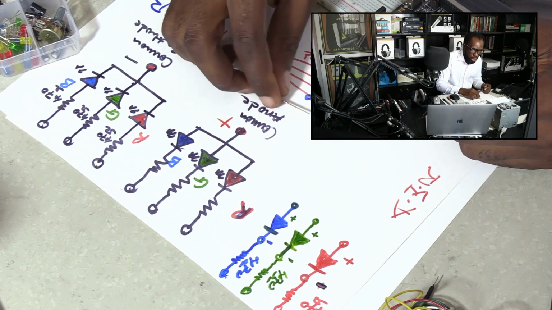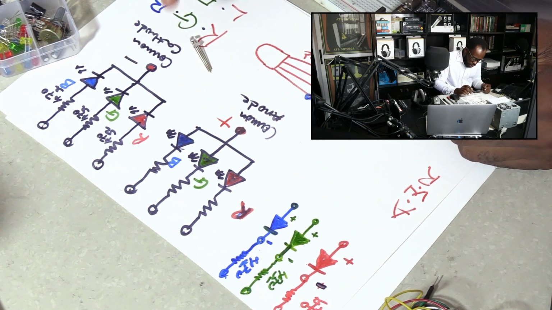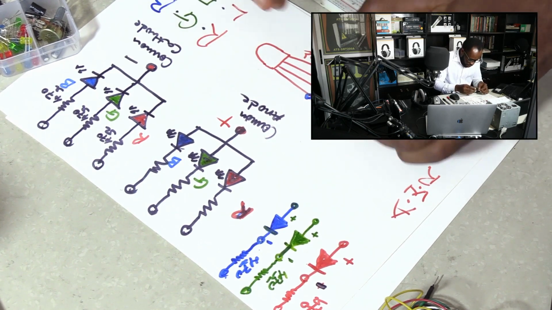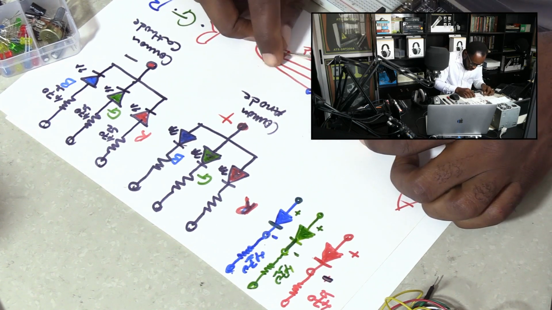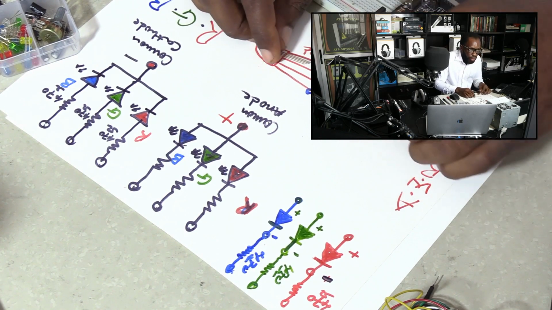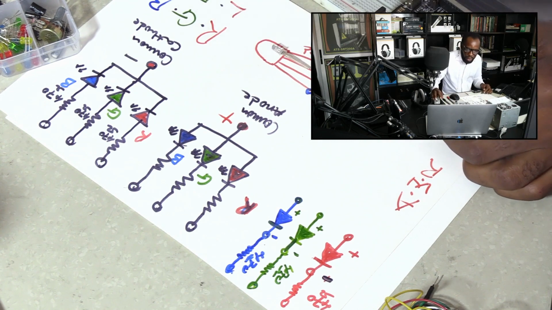The one I have is the common cathode. Okay, so now let's see the physical structure. This is the LED, and you have the longer leg. You can see you have the longer leg here.